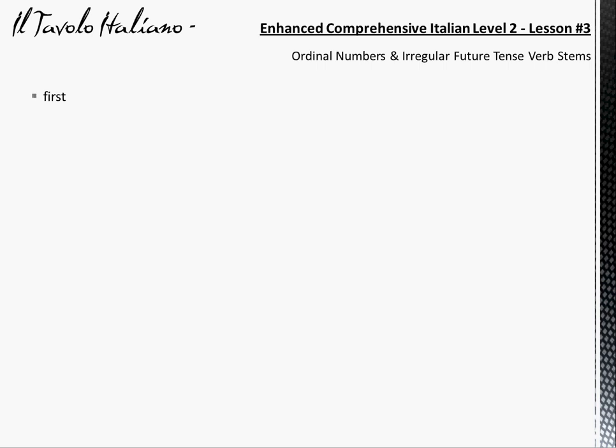Okay, good. Now we're going to go through the vocabulary list again. This time, I'll read the word in English. We'll pause. During that pause, see if you can't say what that word is in Italian. After the pause, Giovanni will then tell you what the Italian word was, and you can see if you were right. Here we go. First.